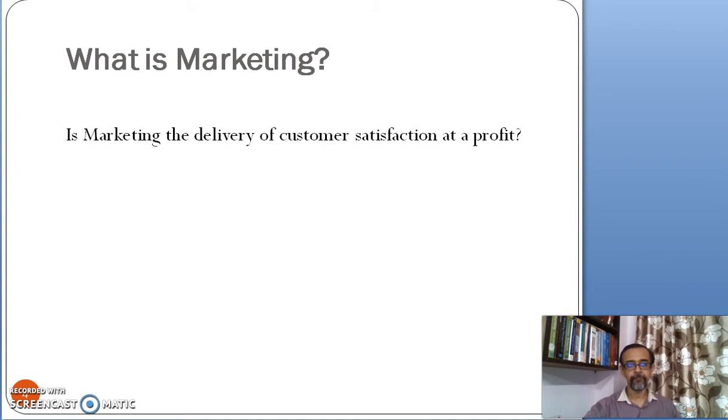What is marketing? Is marketing the delivery of customer satisfaction at a profit, or is it something else? Different people have different opinions about the term marketing. Some people say it is selling, some people may say it is advertising, some people may say that, as it is already here, we sell the goods to customer satisfaction and the company earns a profit for it. So these are different concepts that people have in their minds. As we progress through this particular subject on marketing management, you will be able to understand and have a clear point of view about what marketing is all about and what it does actually.